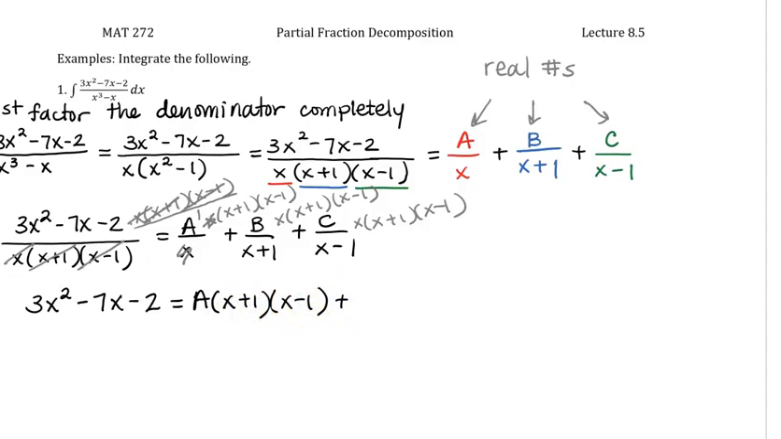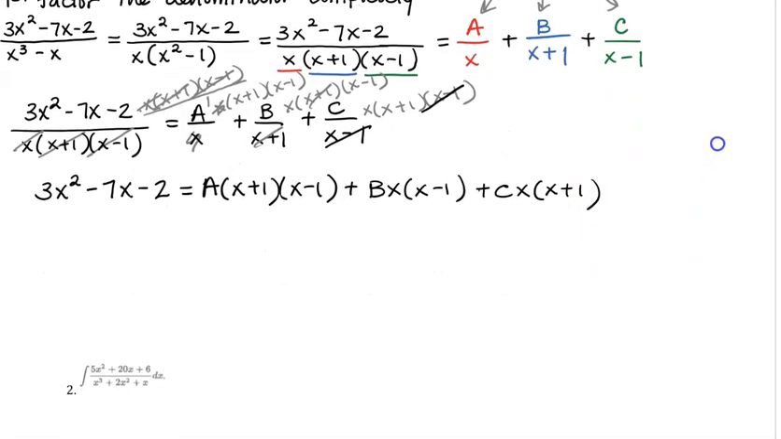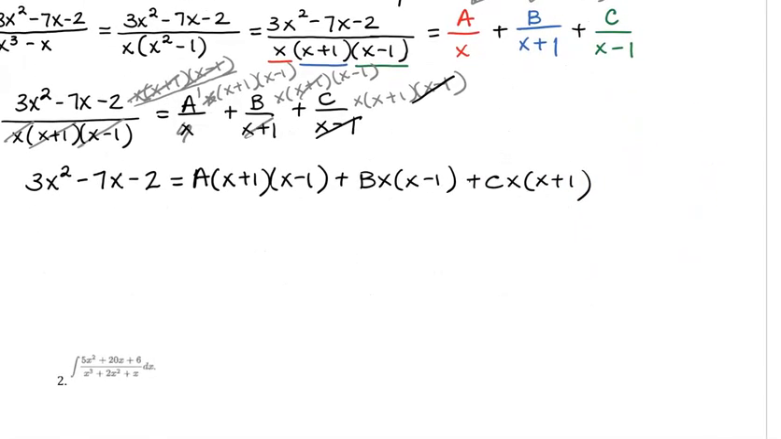Moving on to the b term, the x plus 1 will cancel, and b will be left being multiplied by x and x minus 1. And then finally for the c term, the x minus 1 will cancel, and c will be left being multiplied by x times x plus 1. So now we have this equation and we want to solve for A, B, and C.